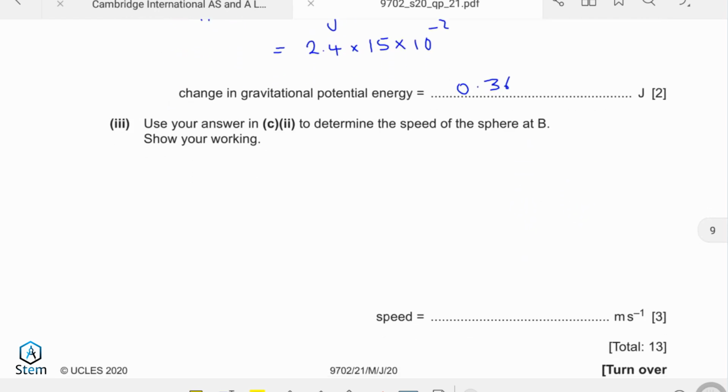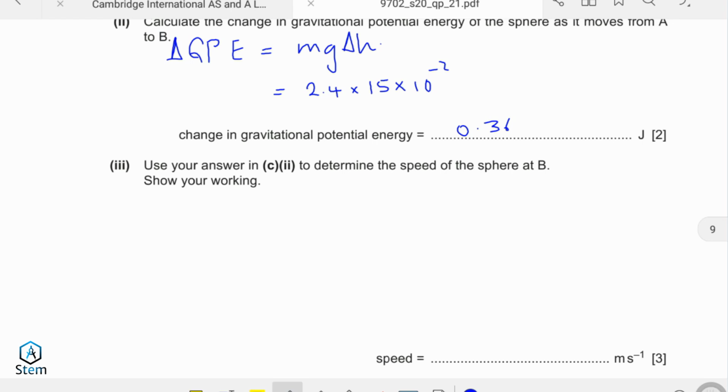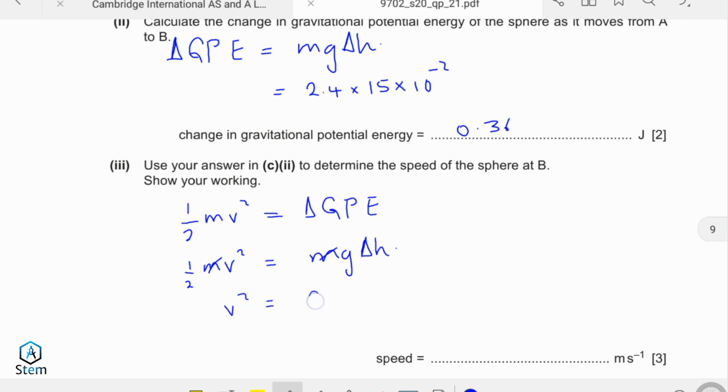Use your answer in C item 3 to determine the speed of the sphere at B. Show your working. Let's do this. We know that 1 over 2 mv squared, the kinetic energy which is going to be gained by our ball or the pendulum, is equal to the change in GPE. So 1 over 2 mv squared is equal to mg delta h, we can cancel the m's and we have v squared being equal to 2g delta h, and then v will be equal to the square root of 2g delta h.